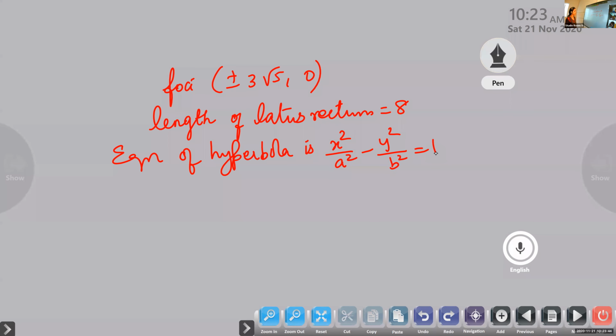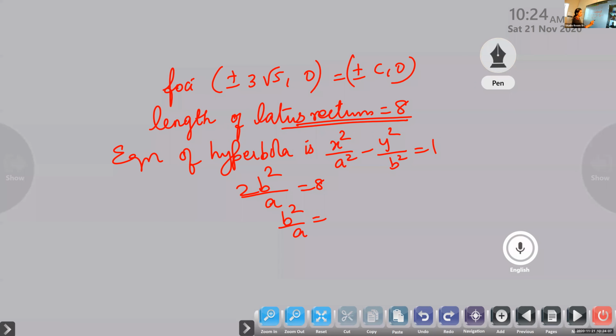What is the answer? Focus is given, isn't it? Focus is plus or minus ae, 0. Length of latus rectum is 2b square by a, which is 8. So b square by a is equal to 4, isn't it? So b squared is 4a.